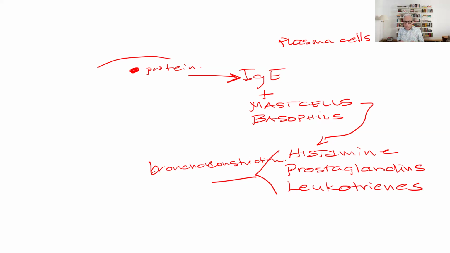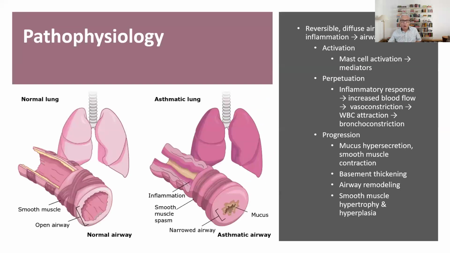The IgE then bind to mast cells and basophils, and these mast cells and basophils release mediators, and these mediators include your histamine, your prostaglandin, and your leukotrienes. These substances are going to be the ones that are responsible for causing bronchoconstriction. So this is going to be the series of steps that usually is going to be seen in these individuals that are going to have asthma.